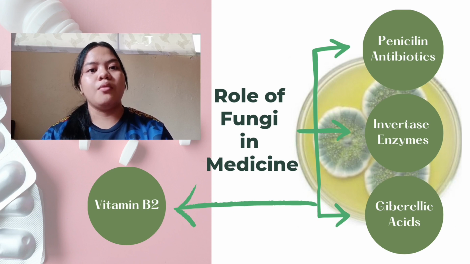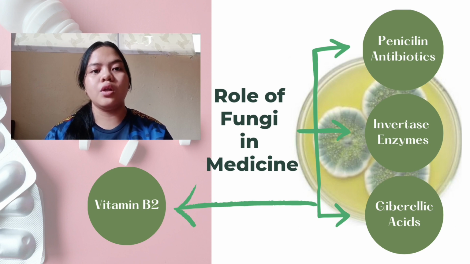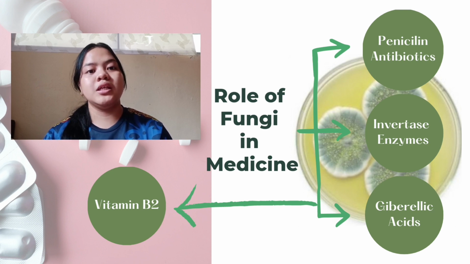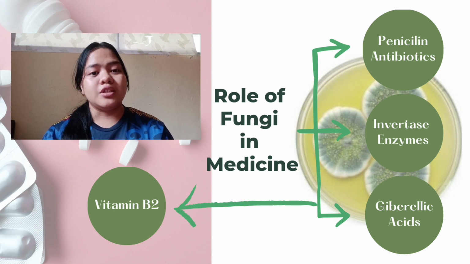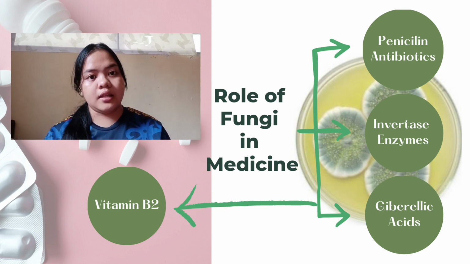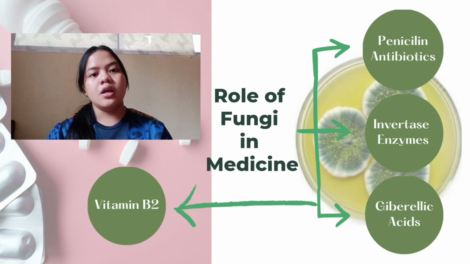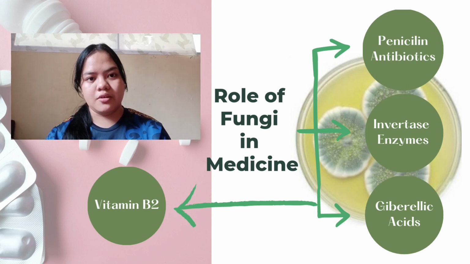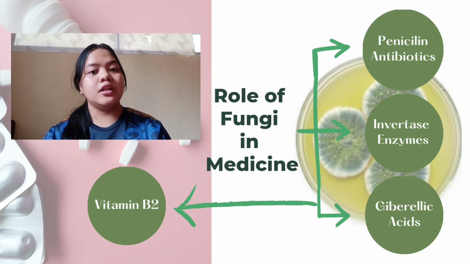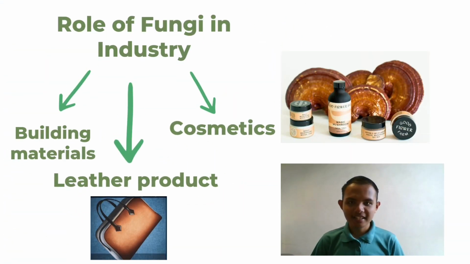Eremothecium ashbyii. Moreover, the fungus Aspergillus flavus plays a role in medicine by producing the enzyme invertase to catalyze the hydrolysis of sucrose to glucose and fructose. This enzyme prepares the medicine in syrup form that will not crystallize, and one example is cough syrup.